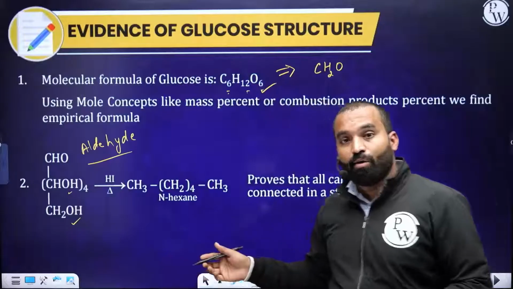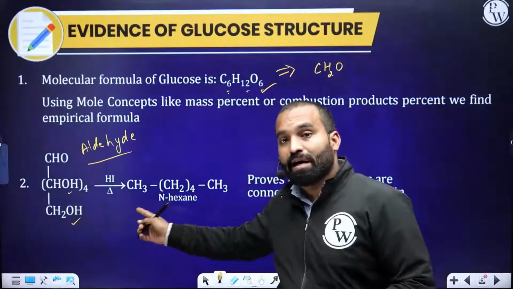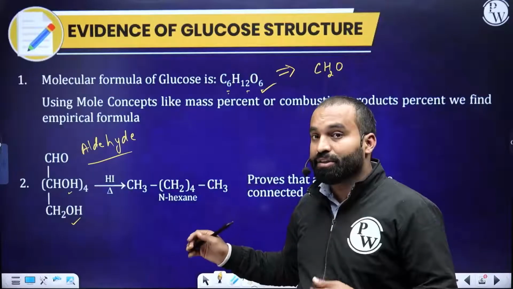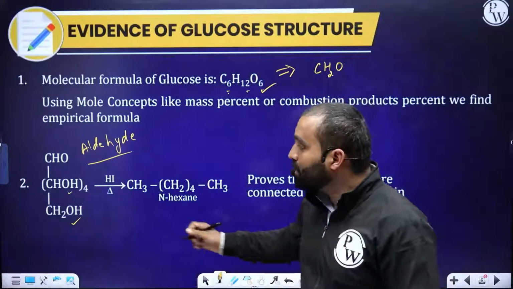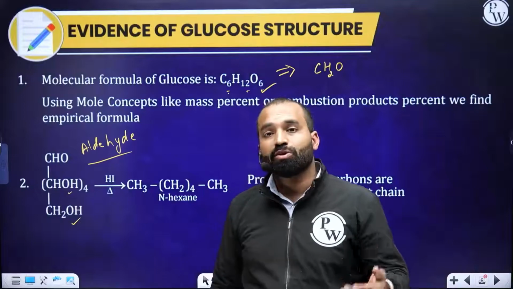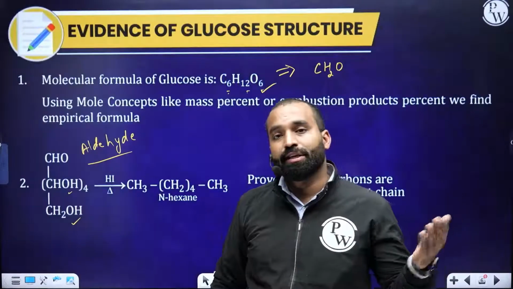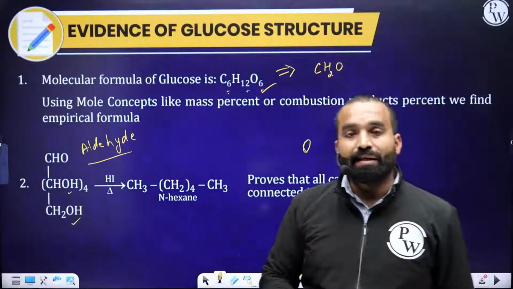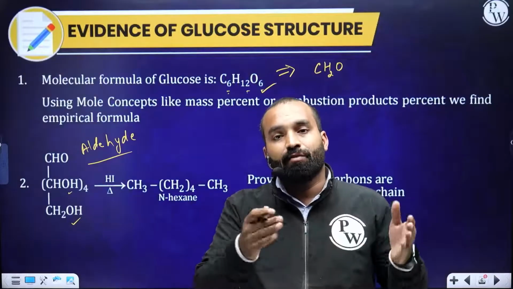Once we figured out that all the carbon atoms are connected in a straight chain, this gives us a hint, this gives us evidence that all these carbon atoms in glucose must also be connected one after another in a straight chain. So this becomes one of your questions: how do we actually know that carbon atoms are connected in a straight chain one after another?